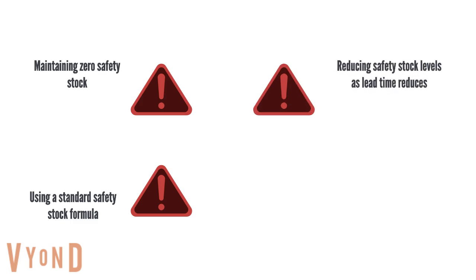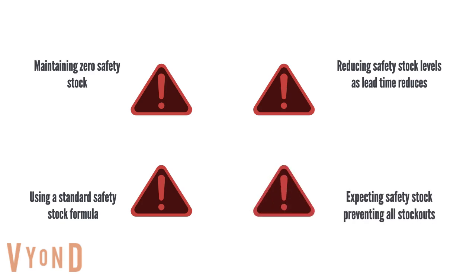Safety stock addresses variability in the supply chain and demand, not just lead times. Reducing safety stock solely because supplier lead times have shortened is a mistake. Instead, always consider the standard deviation in lead times. For instance, if a supplier's lead time is 5 days with a standard deviation of 2 days, maintain 2 days worth of safety stock.